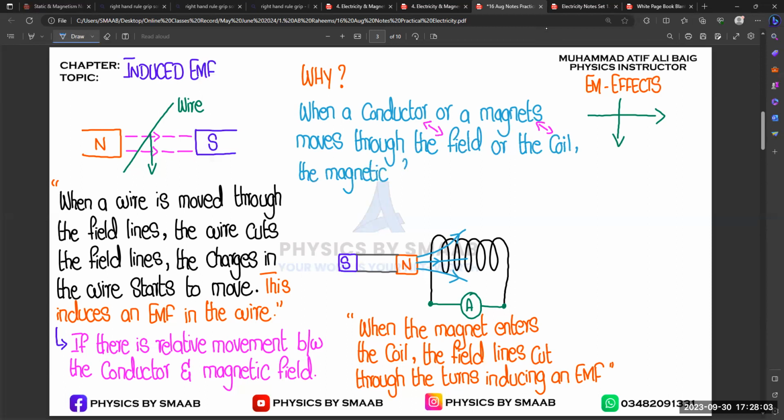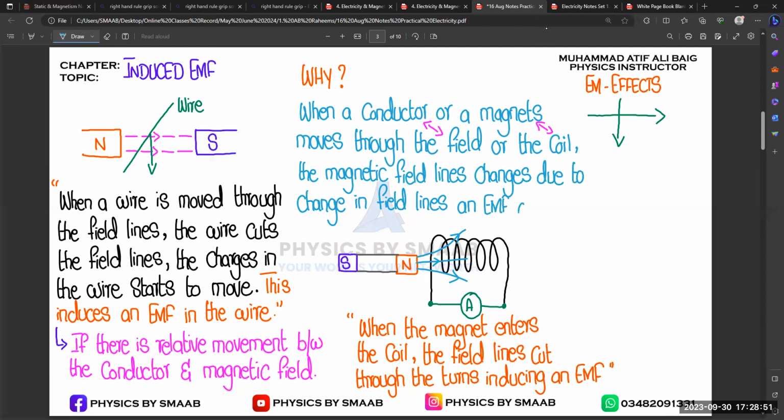the magnetic field lines change. So the magnetic field lines change, and due to that change in field lines, an EMF will be induced. So this is the concept.